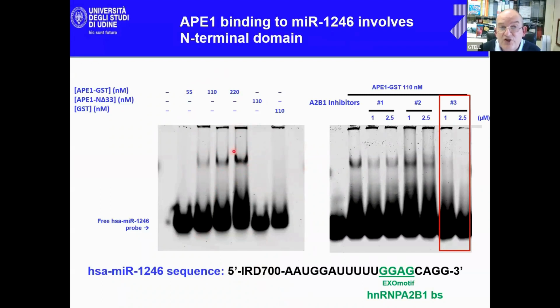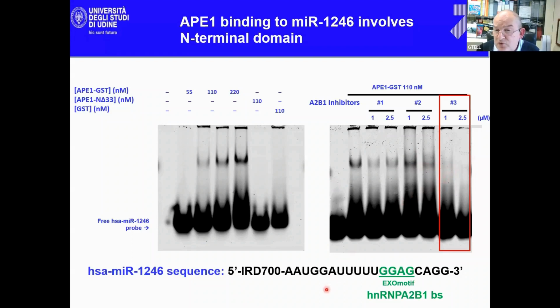And in fact, in the deletion form of the N-terminal domain of APOE1, we lose this interaction. Also, we performed a screening assay in order to identify small compounds able to impair the interaction of this microRNA with A2B1. And we found some A2B1 inhibitor molecules. What we found is that these inhibitors are able to impair or inhibit also the interaction of APOE1 with the microRNA itself.